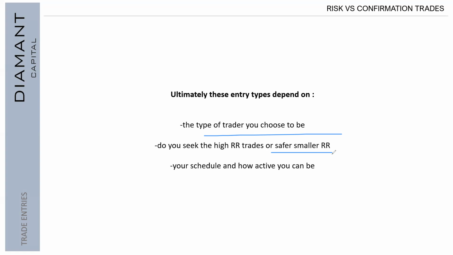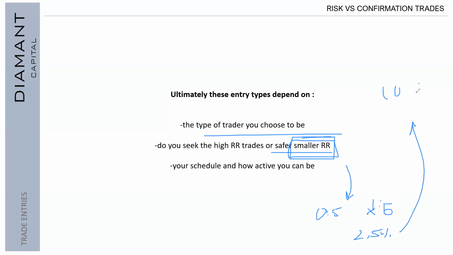Here's my take on it. I think when you're trading funded accounts, this is what you want to be aiming for. Because if you're risking 0.5 and your risk to reward is 1 to 5, that's a 2.5% account increase. Usually you aim for 10% a month. That's 4 trades in a month. That's perfect. Or you can go high risk to reward.